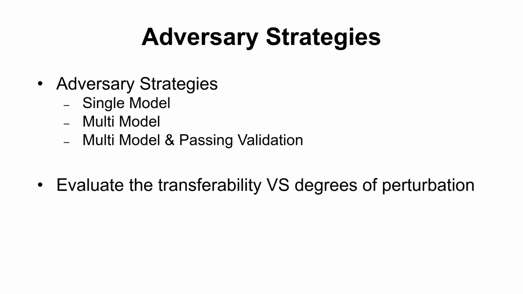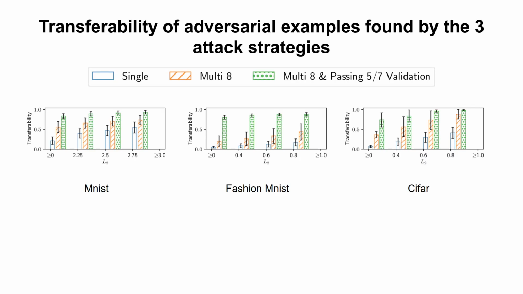To evaluate which attack strategy is more effective, we use transferability versus degree of perturbation, which we presented previously. We did the experiment on three datasets: MNIST, Fashion MNIST, and CIFAR. We group adversary examples with similar L2 distance together on the x-axis, and the y-axis represents transferability. Here, we can clearly see the multi-model and passing 5 out of 7 validation attack strategy achieves the highest transferability.